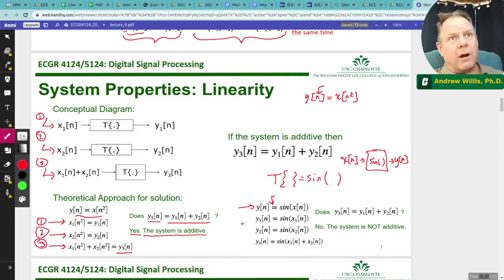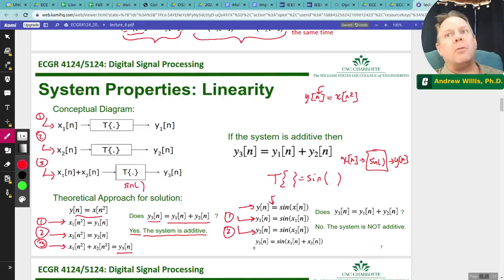So let's do our steps. Step 1, let's say that x1 goes into the system and y1 comes out. This is what we get as an equation. Step 2, let's assume that we put some signal x2 into the system and y2 comes out. That's this here. Okay, well, step 3, I take the sum of x1 and x2 and I put that into the system. Well, remember, the system here is sine, right? So x1 plus x2 gets added and goes in.